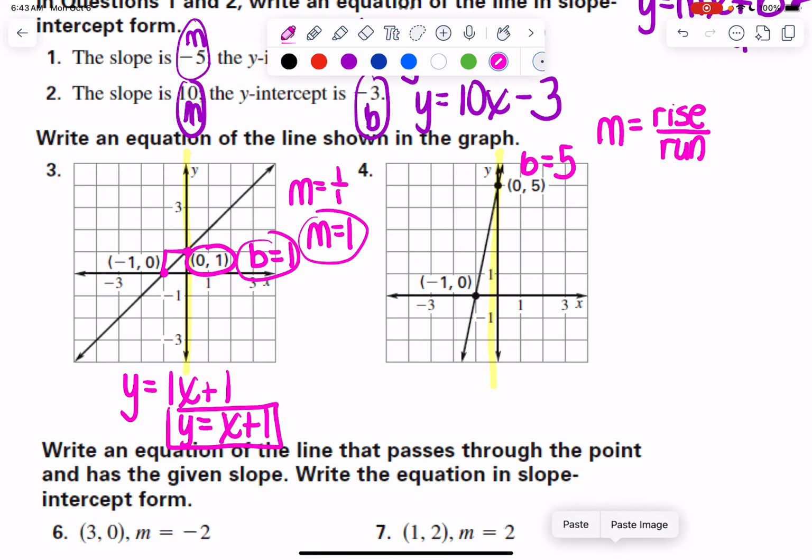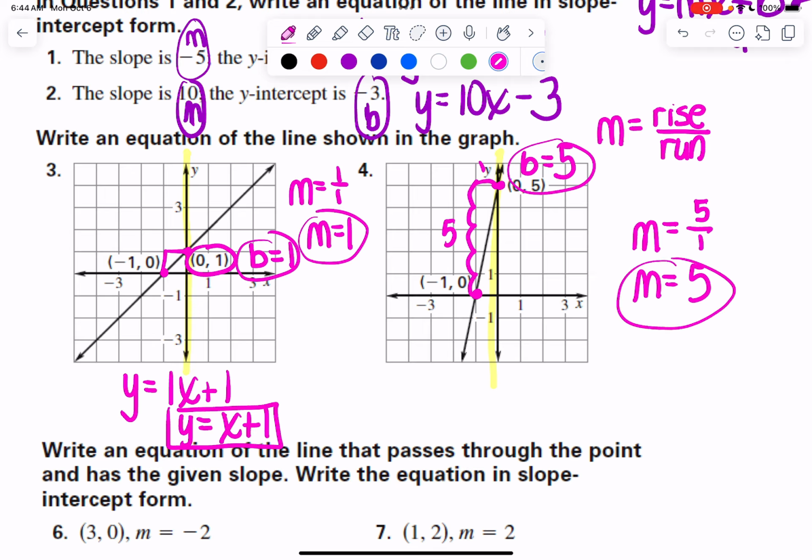This one I'm going to figure out the slope, so I have this point here and this point here. I rise up 1, 2, 3, 4, 5, and then run over 1. So the slope will be 5 over 1, which is just 5. Then b is 5, m is 5, so that would be y equals 5x plus 5.